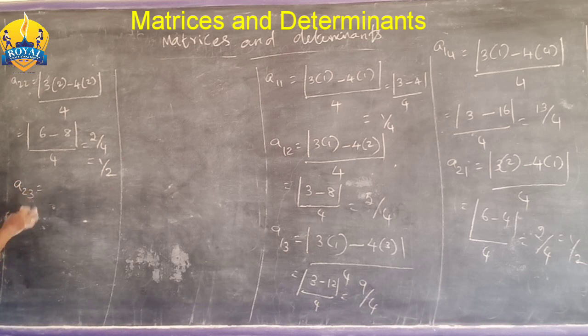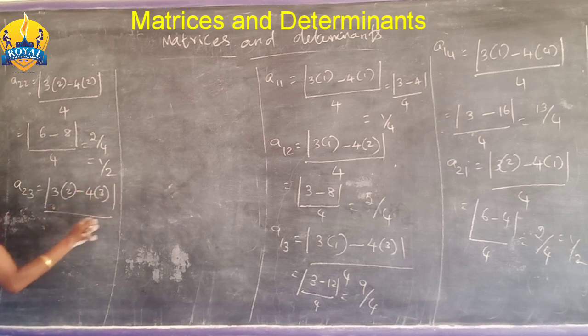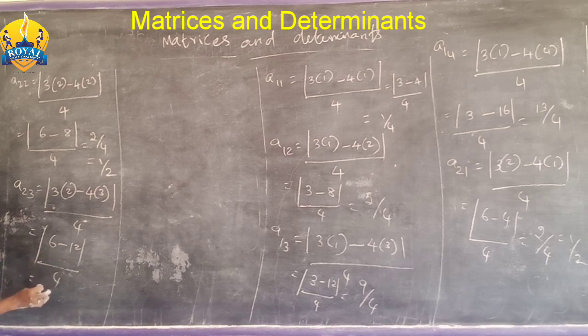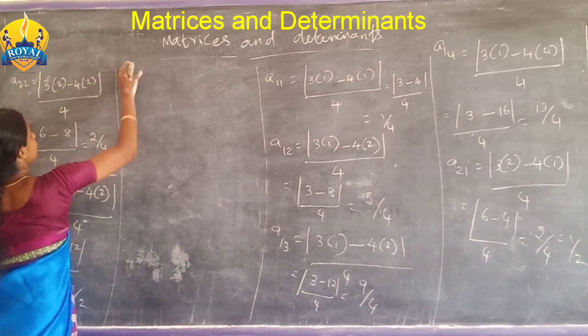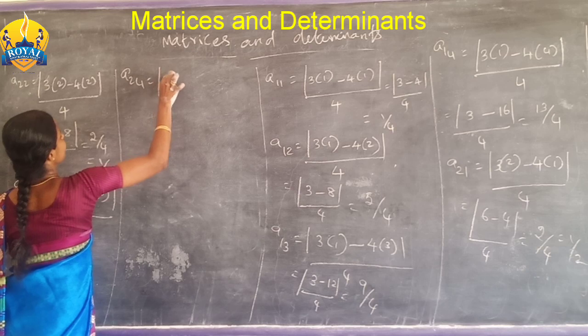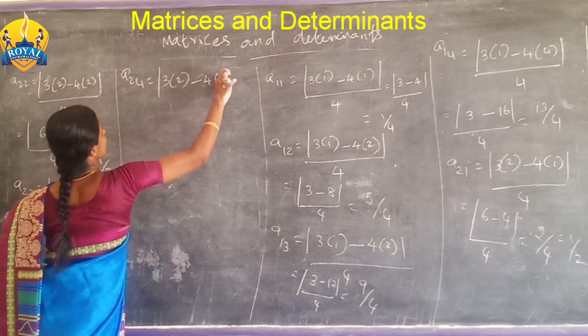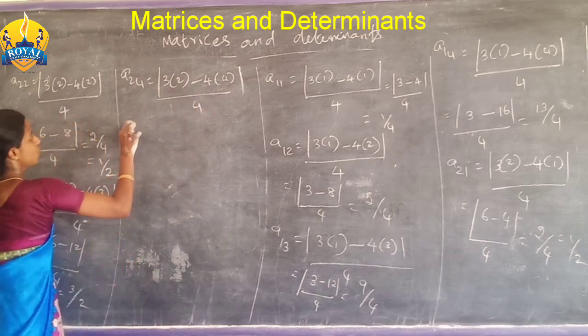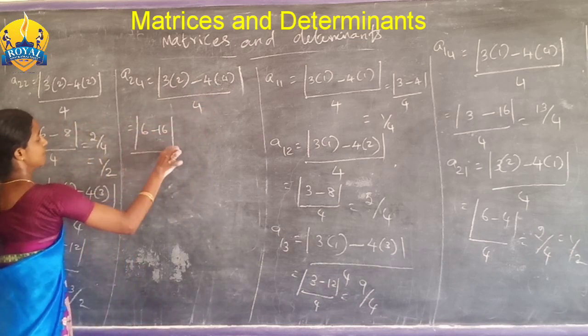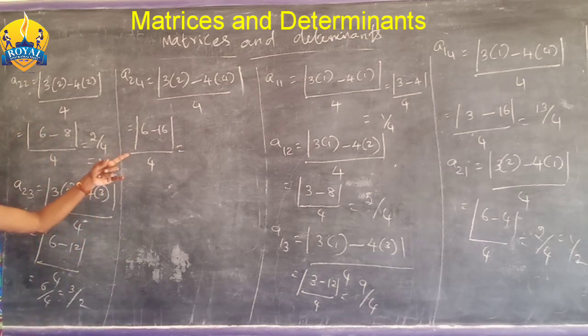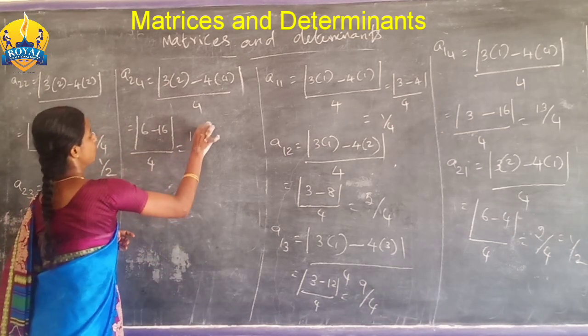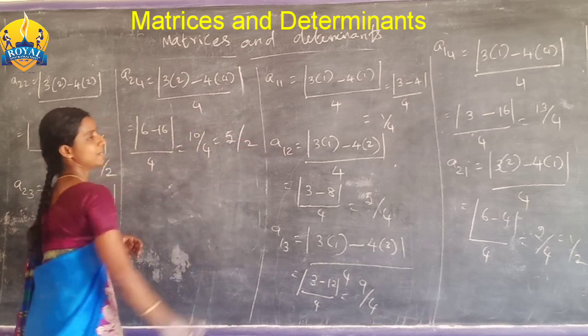Similarly, let me go ahead with A23. Modulus of 3 into 2 minus 4 into 3 by 4. So modulus of 6 minus 12 by 4. 6 minus 12 is minus 6. Modulus is 6 by 4. I can reduce it as 3 by 2. Now A24. So modulus of 3 into 2 minus 4 into 4 by 4 equals 6 minus 16 by 4. 6 minus 16 is minus 10. Modulus is plus 10 by 4. If I reduce, I get 5 by 2.